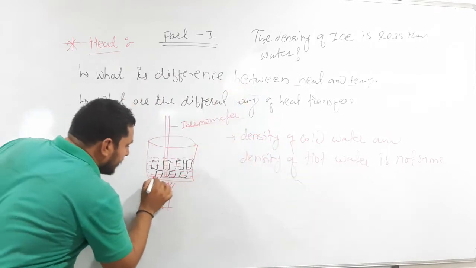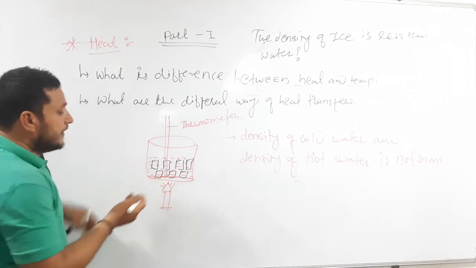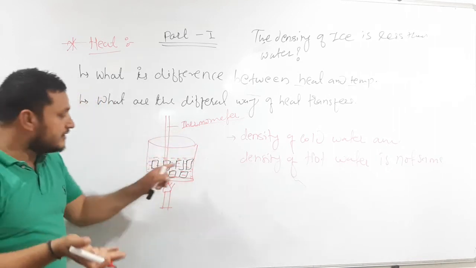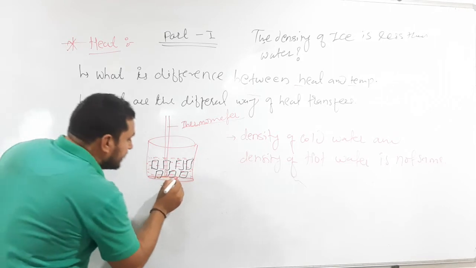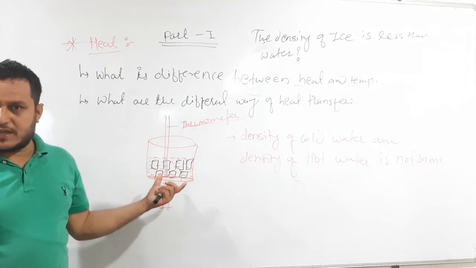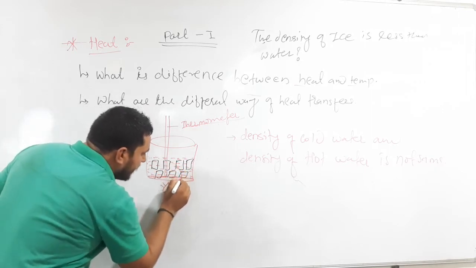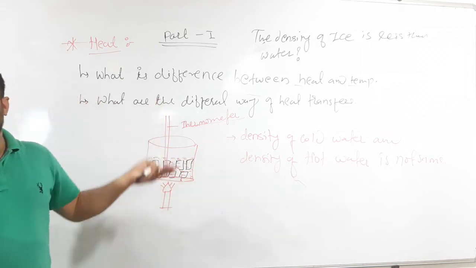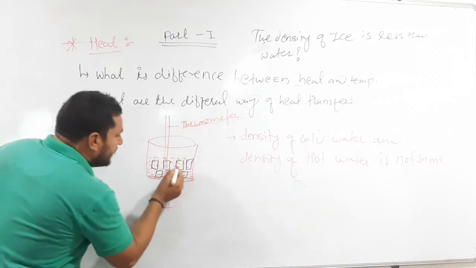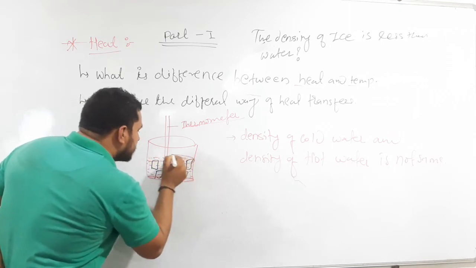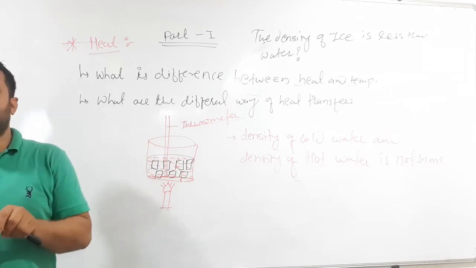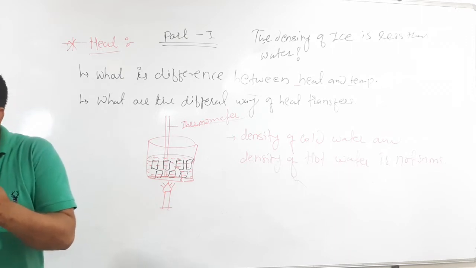So whenever the water molecules get more heat than the rest of the water, this droplet moves upward, and the upper molecules are replaced by those hotter molecules. The cold water comes here and hot water goes to the upside, because the density of hot water is less than cold water. Whenever the hot water comes over the surface, it meets the ice cube.